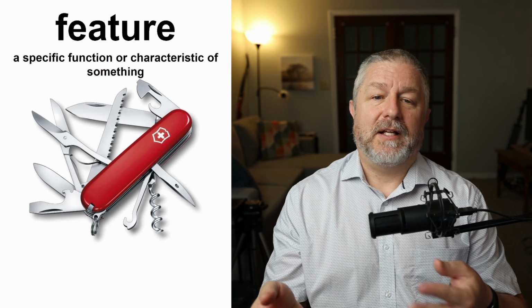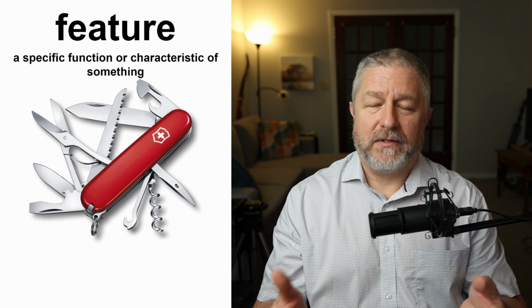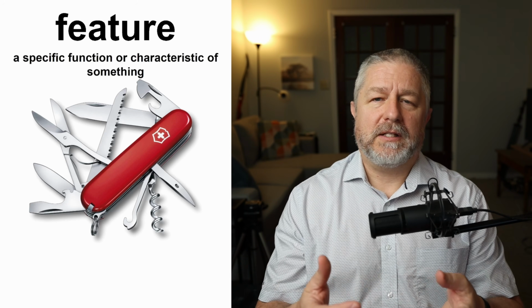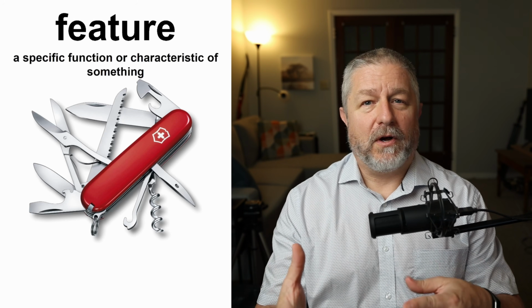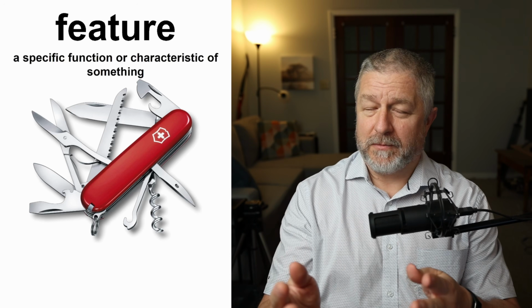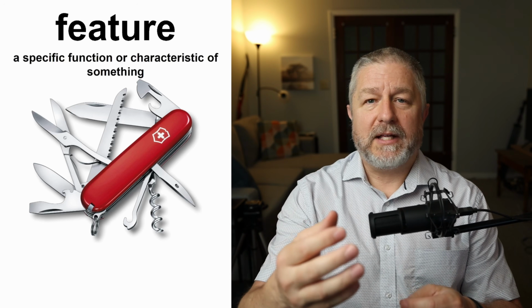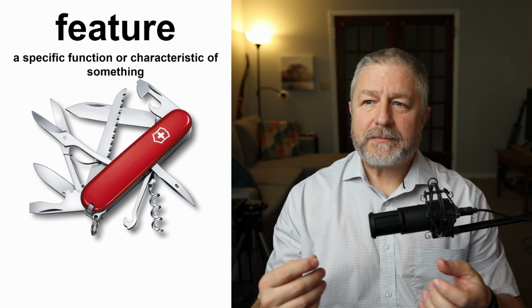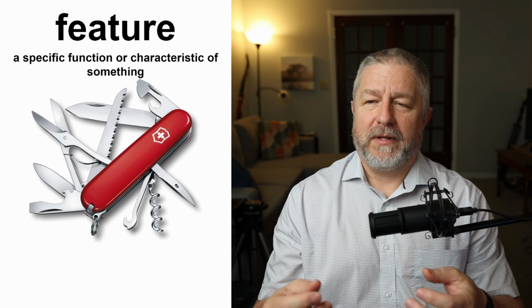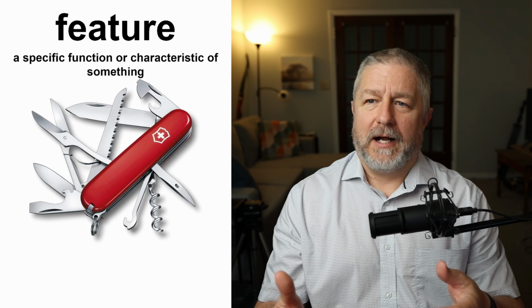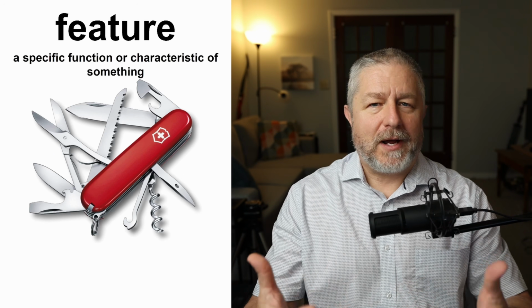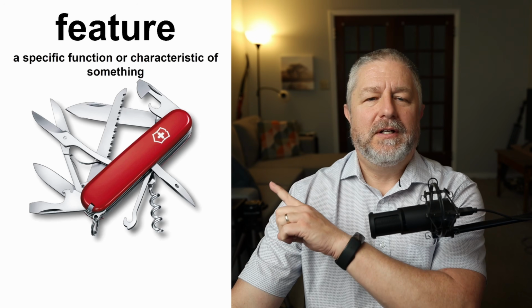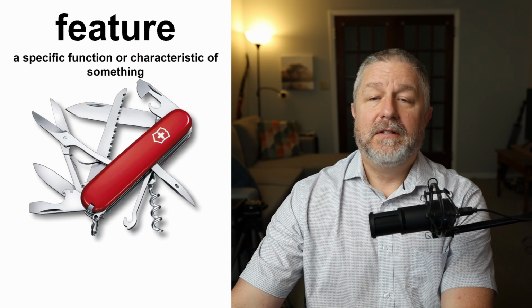But a feature is then a specific function or characteristic of something. So when I talked about options, when you talk about things that have extra things, you can also say feature. They're almost interchangeable. Like the camera I'm using has the option of different lenses. It has the feature of different lenses. I'm trying to think of another example here of something that has options or features. But it's basically describing something and what you can do with it beyond what you can normally do with it. So feature, a specific function or characteristic of something.